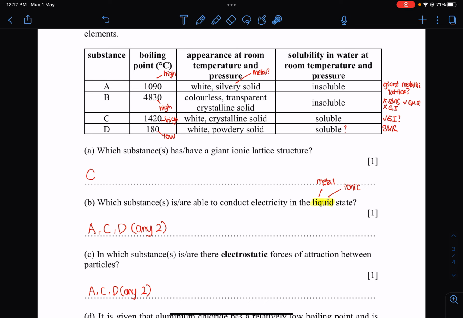However, why is D also accepted? I actually accepted any two of A, C, D. So if you gave me AC, you gave me AD, you gave me CD, I would have given you the mark. Why is D accepted? Because D is actually aluminium chloride.